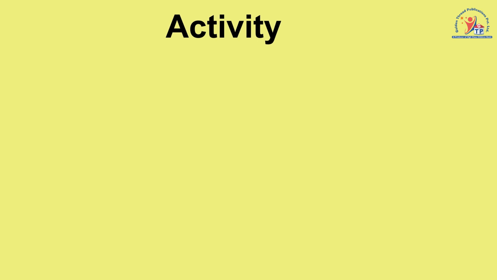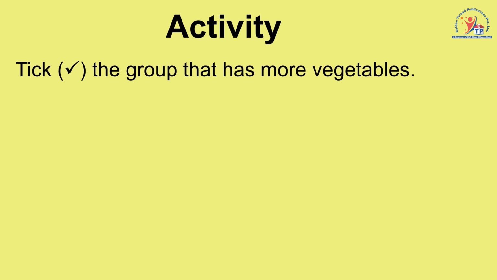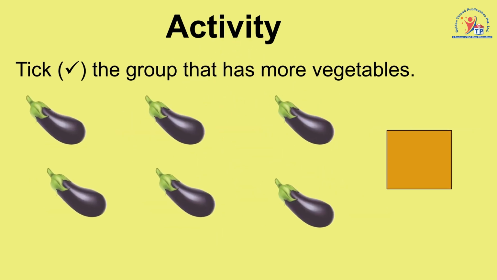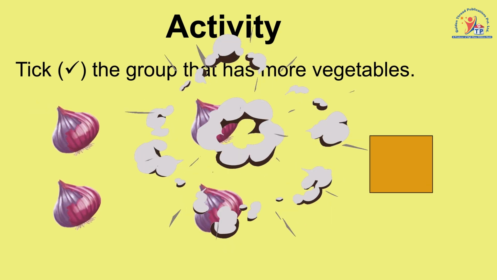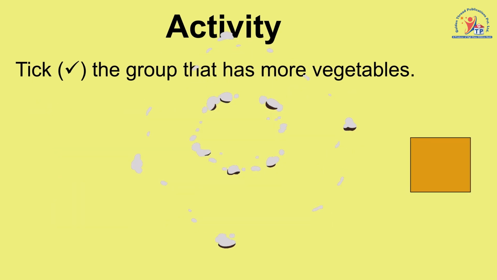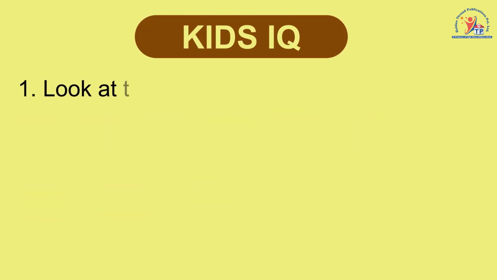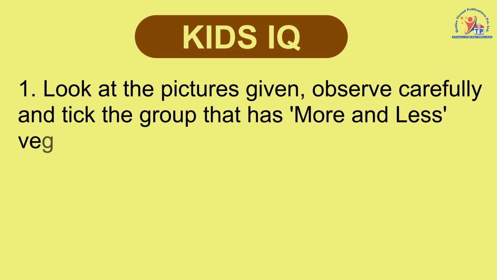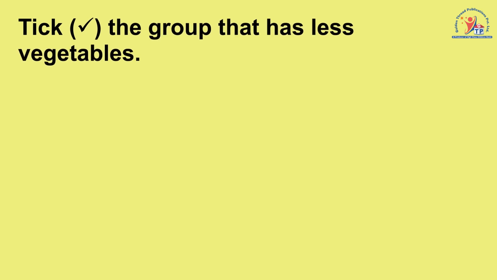Activity. Tick the group that has more vegetables. 8 brinjals. 6 brinjals. 4 onions. 9 onions. Kids IQ. 1. Look at the pictures given. Observe carefully and tick the group that has more and less vegetables. Tick the group that has less vegetables.